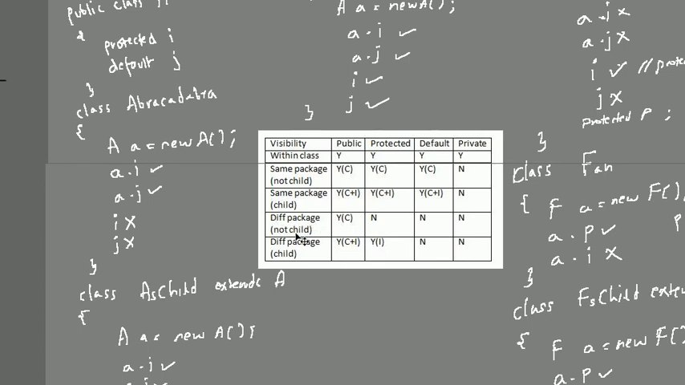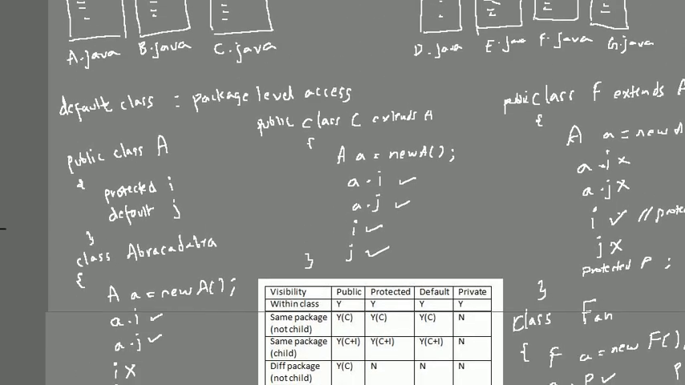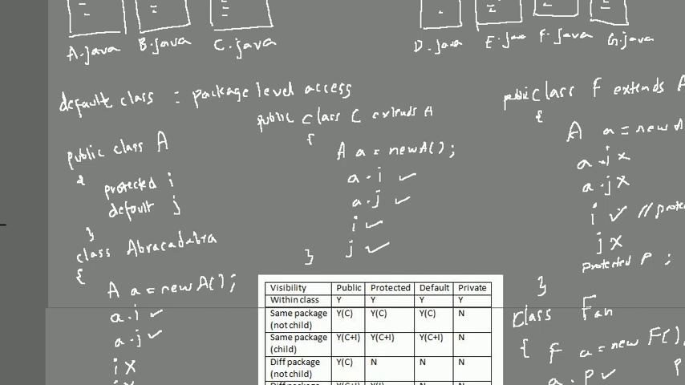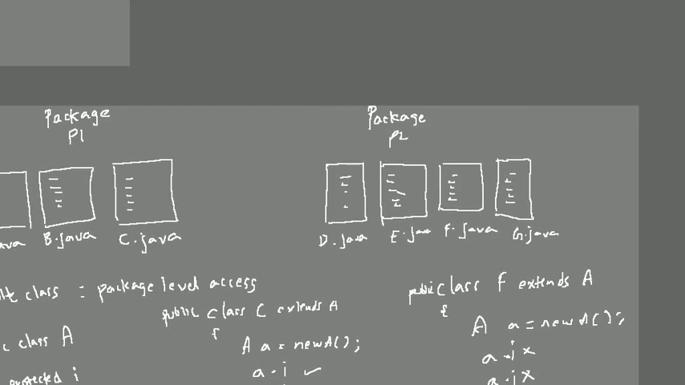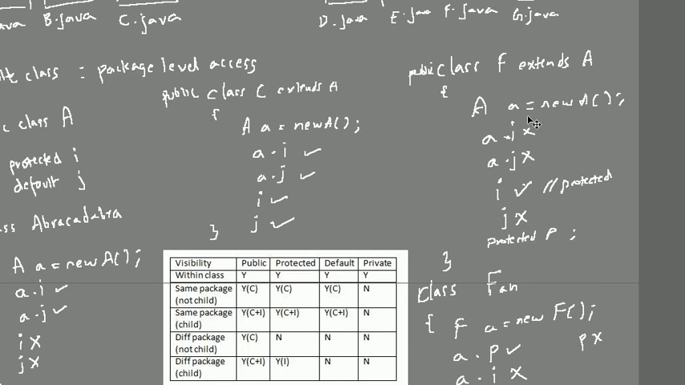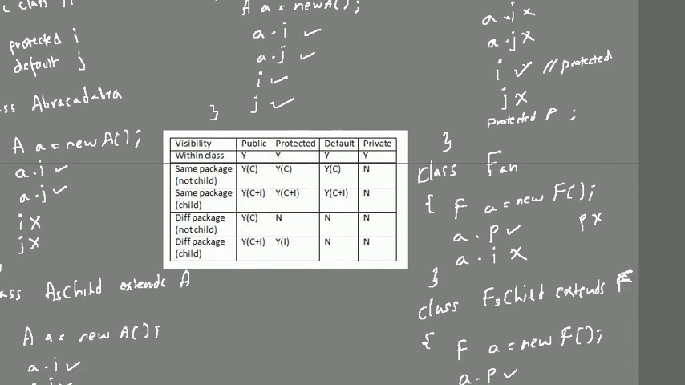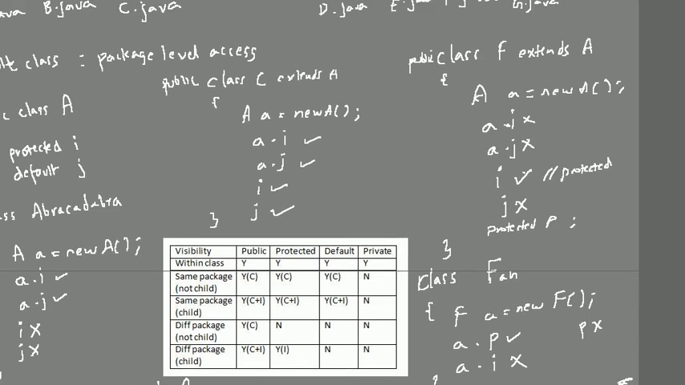Now different package but not a child, right? So now class F is in a different package, which is package P2. Now, but not a child. So let's take a look. You can only access public members using containment. You cannot access protected, default, or private.